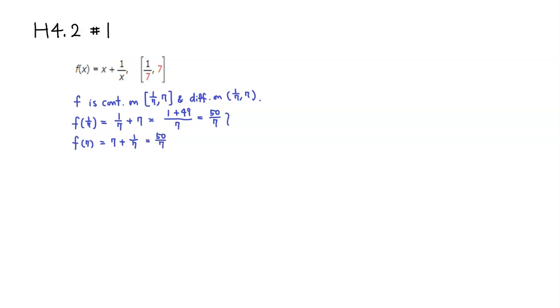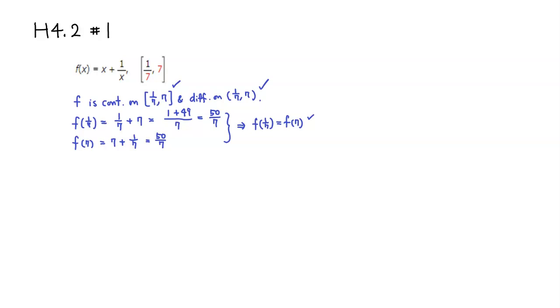So we know that the third hypothesis would be f of 1 over 7 is equal to f of 7, right? So we have continuity and differentiability, and f of 1 over 7 equals f of 7. So it satisfies all three hypotheses of Rolle's theorem. So we know that Rolle's theorem applies.